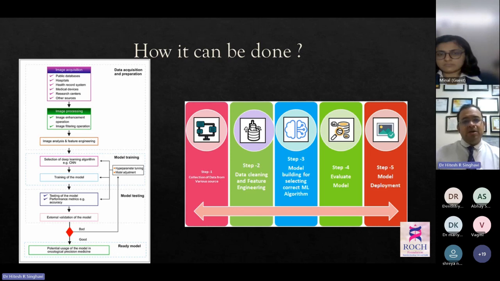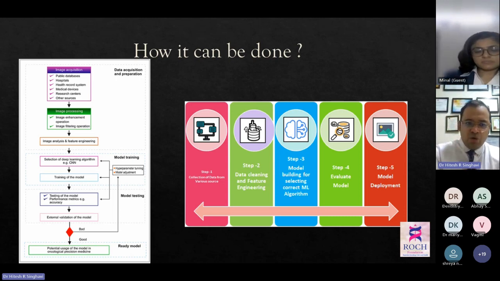Now, how it can be done: we have just shown you the flow diagram where, for example, if you want to use AI for image identification, you have to acquire images from various public databases, hospitals, health record systems, and medical devices, of course with ethical permission, and process them through image enhancing operations. You have various medical segmentation imaging programs, image analysis and feature engineering, and then after selecting the deep learning algorithm, that is, you know which red lesion is erythroplakia and which red lesion is an aphthous ulcer.